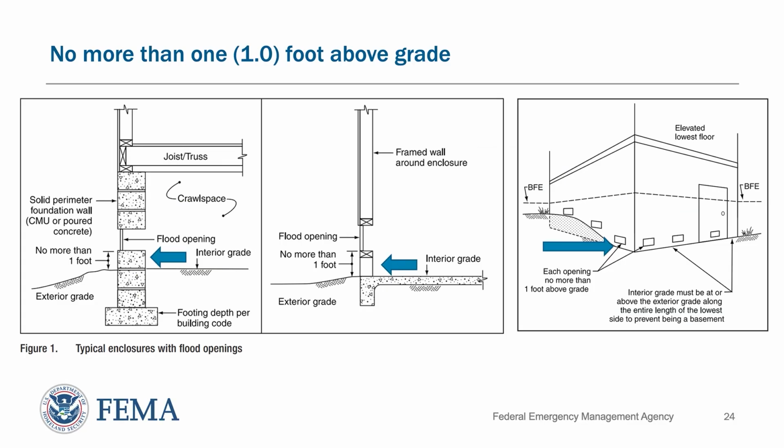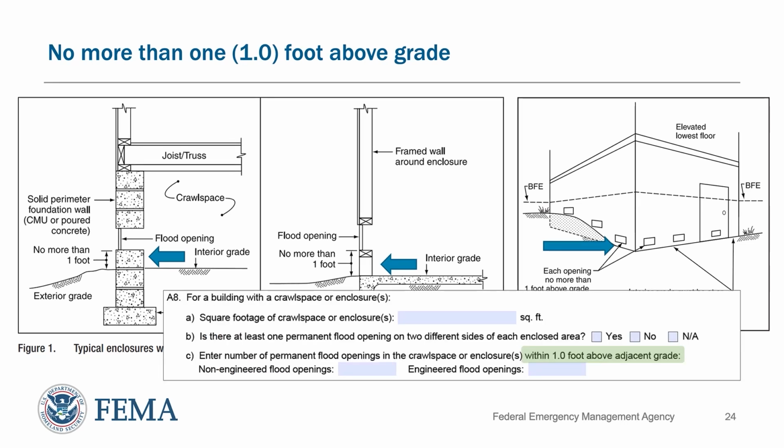We only count flood openings that are within 1 foot of the adjacent grade, either the interior grade or the exterior grade. If the bottom of the opening is 12 inches or less from the ground, then it can be counted. But if it's higher than 1 foot on both sides of the wall, then it's just not a flood opening, and it should not be recorded at all in Section A.